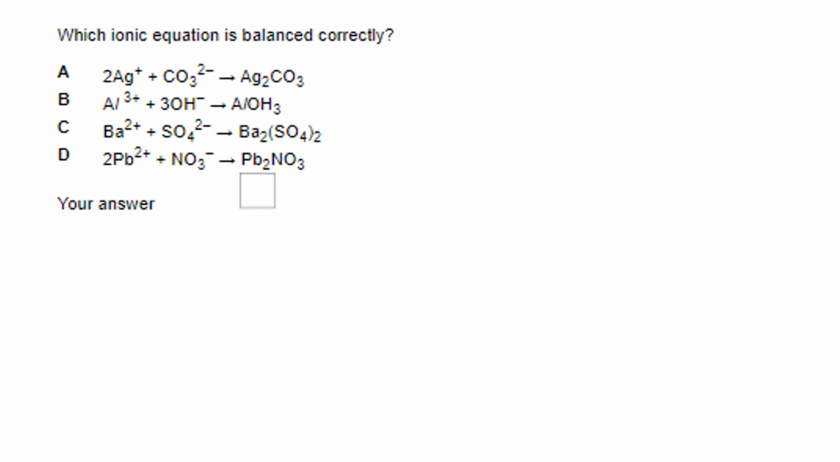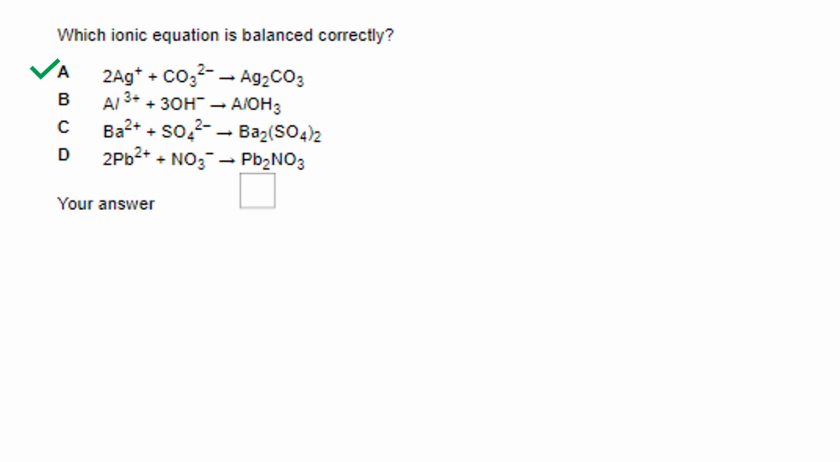Okay, so this one here, it says, which ionic equation is balanced correctly? Well, I've got no other option than to go through each of these individually and just make sure I'm happy with an answer. It's asking me, do the reactants into the products make sense? Do they balance? Okay, well, at first one, I've got 2 lots of silver, so that's going to be 2+, and I've got 1 lot of CO3, which is a 2- charge. So a 2-to-1 ratio would work. So actually A looks pretty good right now.